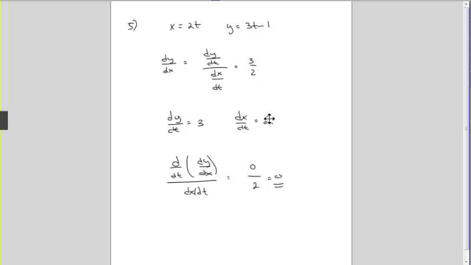It says find it at t equals 3. Well, it doesn't matter what t is equal to. You get the same slope and the same concavity. So we could say at t equals 3 that the slope dy/dx equals 3 halves, and the second derivative, d squared y/dx squared, is just equal to 0. And that's it. That was an easy one, wasn't it?